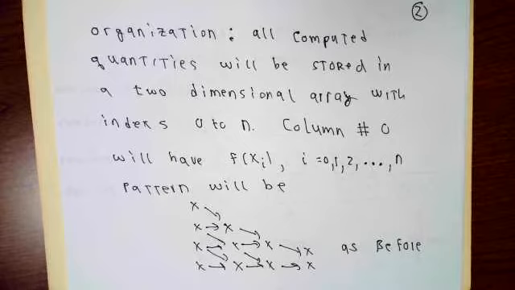All quantities that figure directly into the coefficients in the interpolating polynomial will be stored in a two-dimensional array with column and row indexes going from 0 to n. The pattern that we're going to have will be the same pattern as in the literal Neville's method, except we'll be executing the calculation with actual numbers for the x instead.